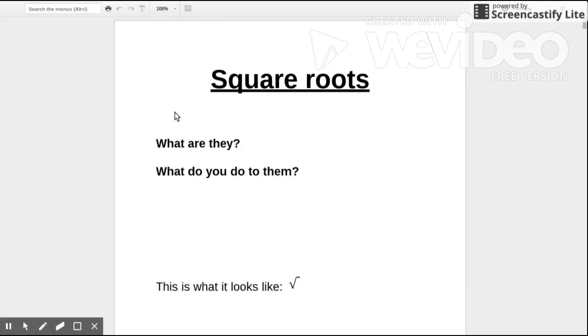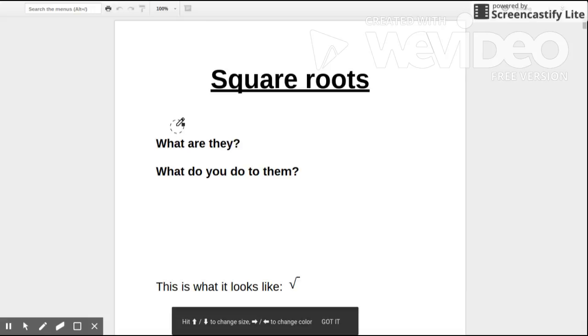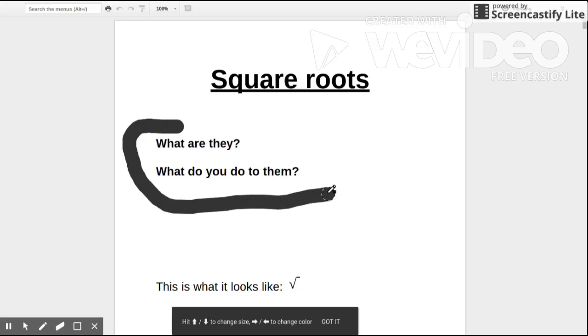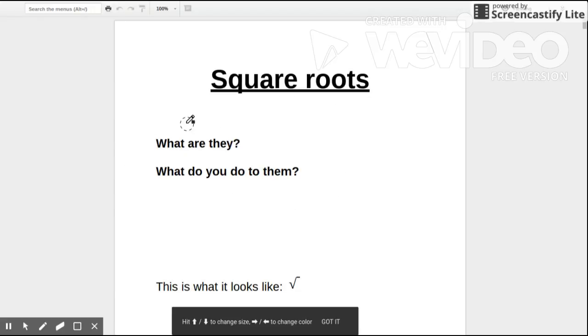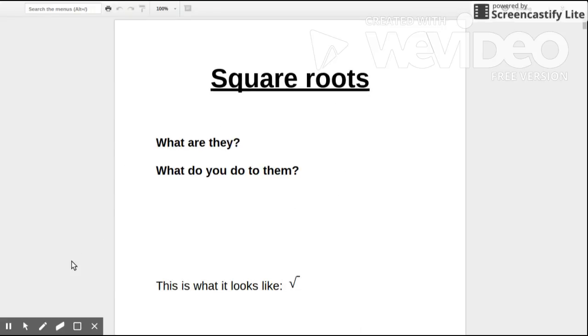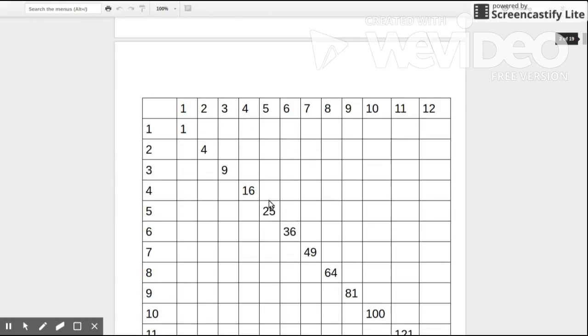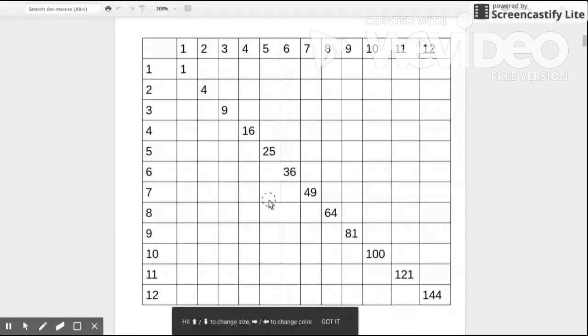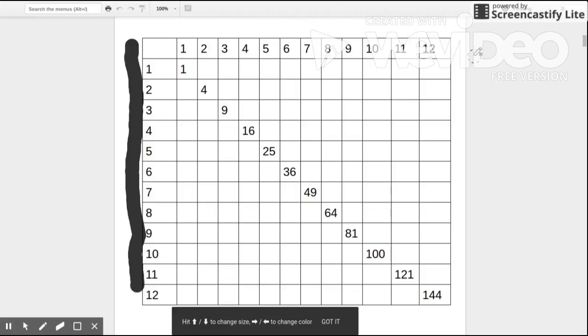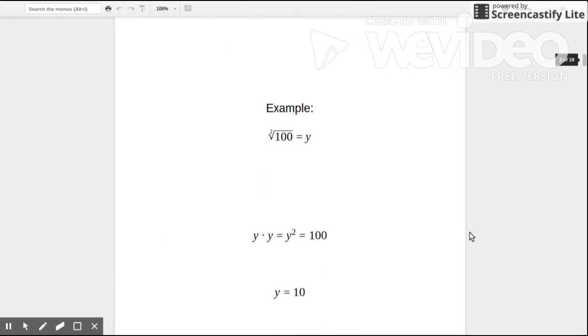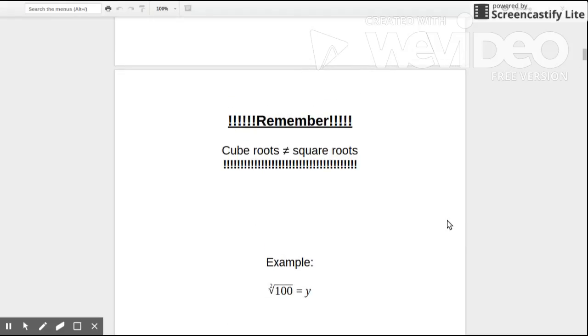In this video I am going to be focusing on square roots. What they are, and what you do when you encounter them. Have you ever seen one? It looks like this. We are all familiar with our times tables up to at least 12, so our exploration of square roots will focus on that set of numbers. And remember, a cube root and a square root are different things. Don't get them mixed up.